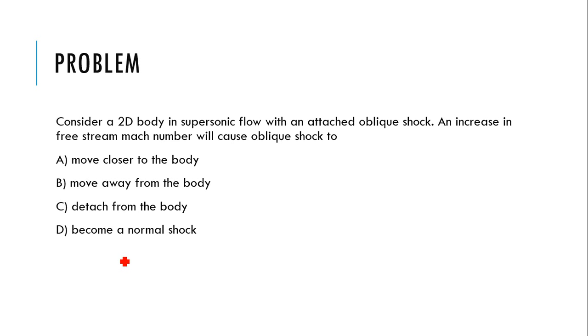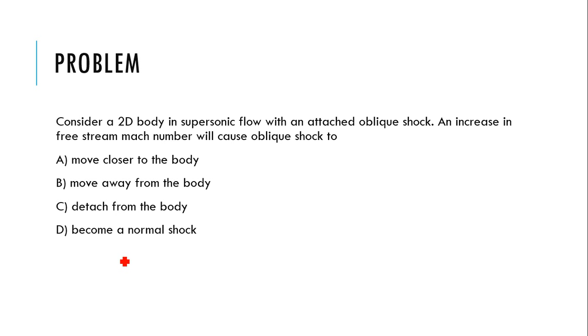So here we have an oblique shock, and the flow is supersonic only. An increase in the free stream Mach number means the Mach number keeps on increasing, and it will cause the oblique shock to move closer to the body only. It won't get detached, because if it is detached it will automatically become a bow shock. But here the shock is an oblique shock only, so somehow it won't be detached.